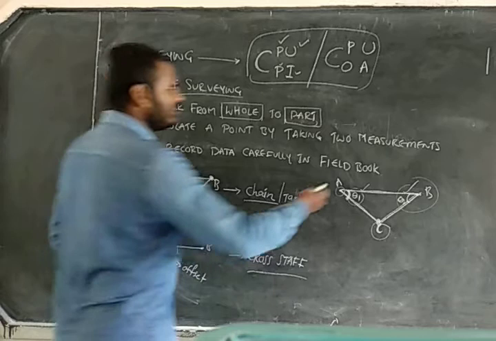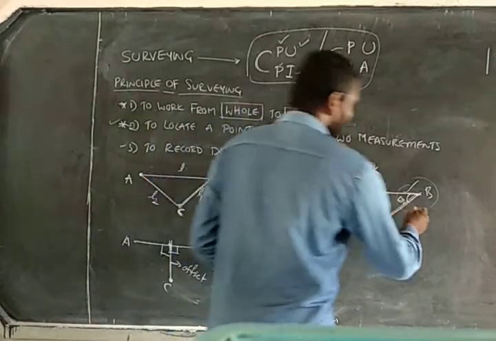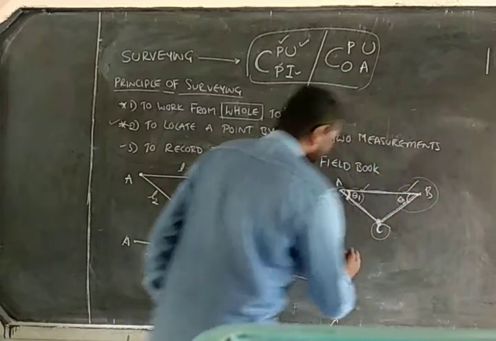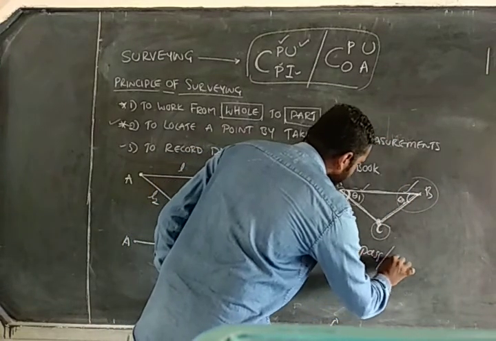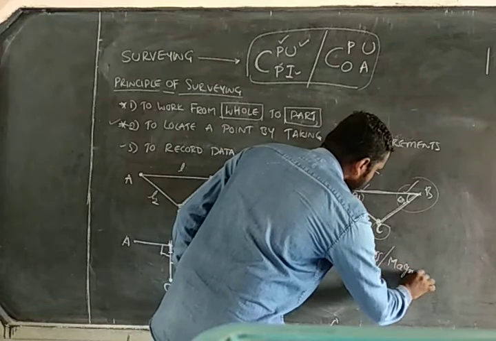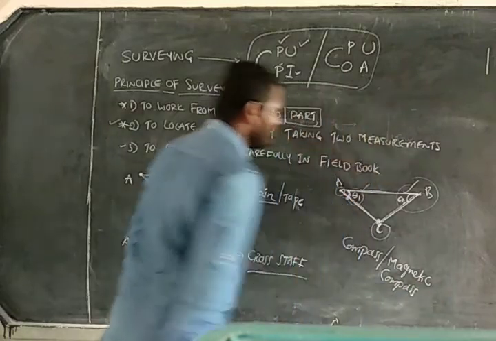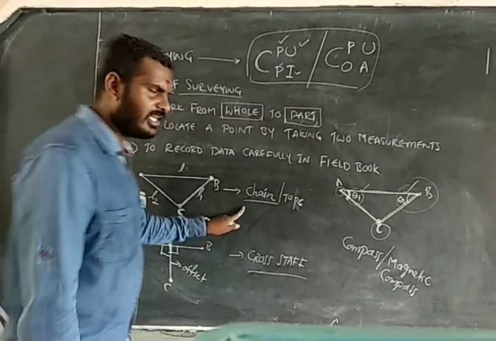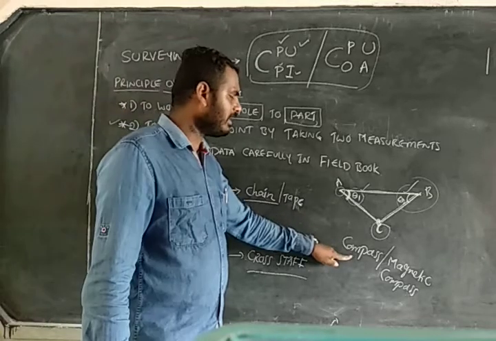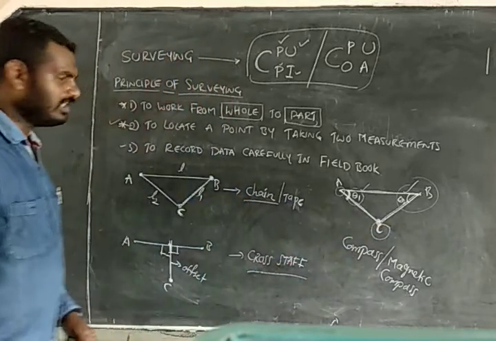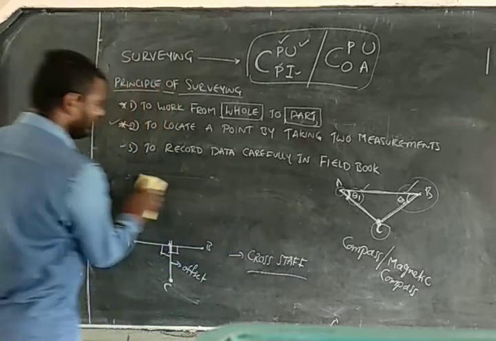Okay. So this is how we can locate a new point, and now this can be done by using a compass, or you can also call this one a magnetic compass. So this is how to locate a point. By using chain you can do, by using cross staff, by this method you can locate, by using compass, by this method you can locate. And not only this, by using theodolite you can also do it.